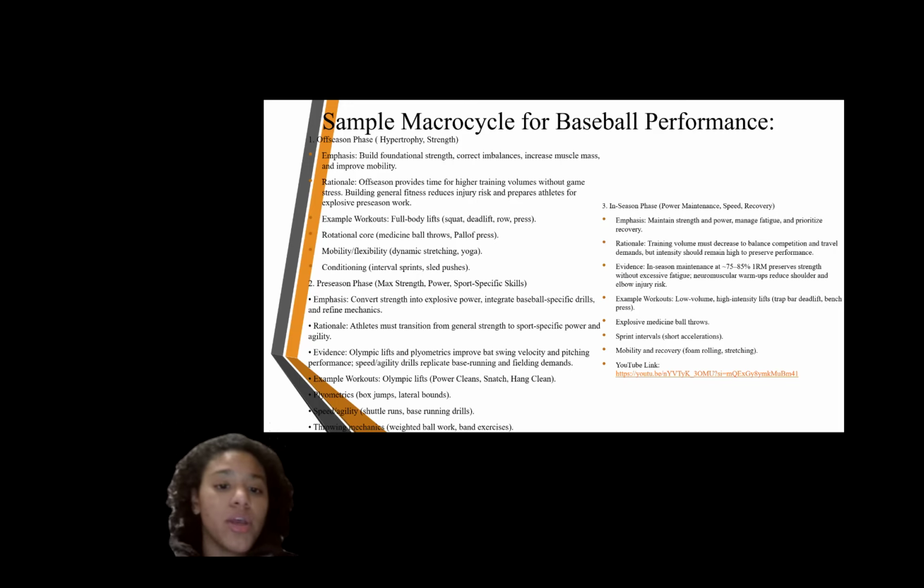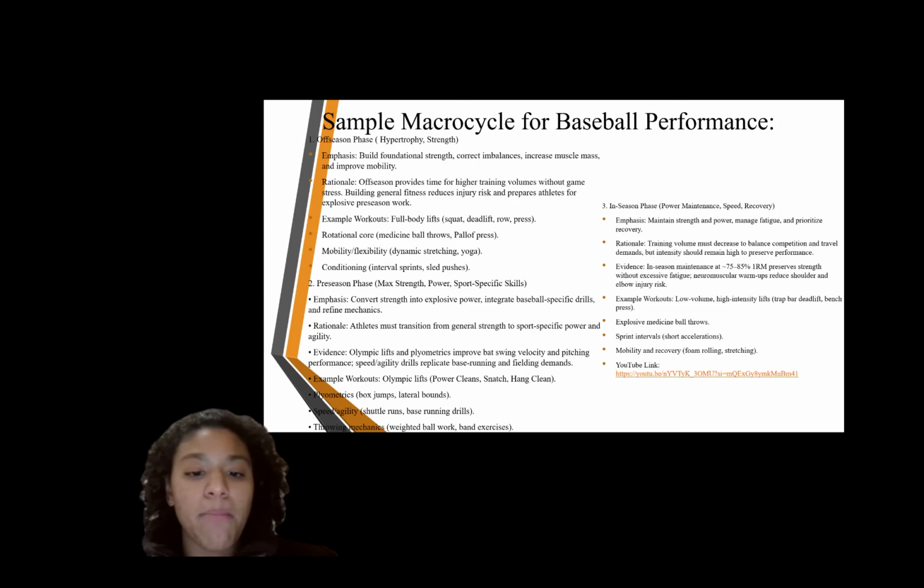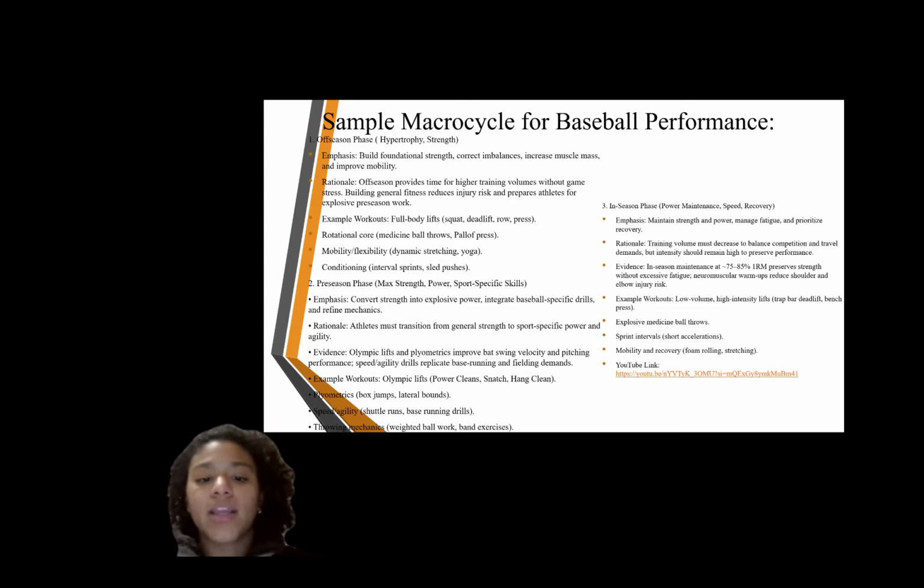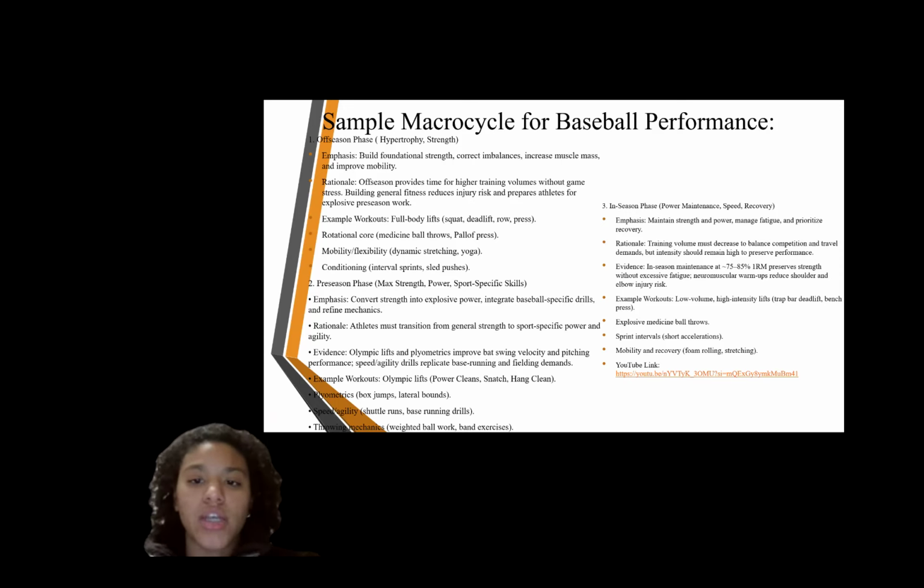Examples of these workouts would be Olympic lifts like power cleans, snatches, and hang cleans. Plyometrics can be box jumps or depth jumps, and lateral bounds. For speed and agility, we have shuttle runs and base running drills, and then throwing mechanics such as weighted ball work and band exercises.